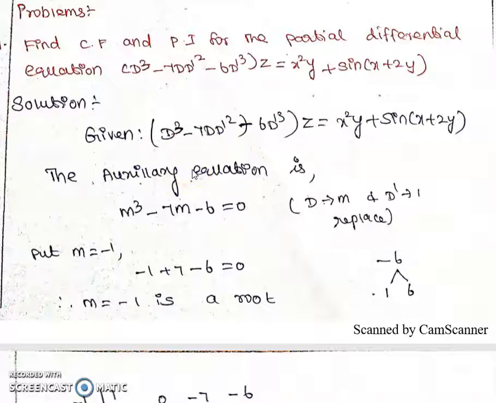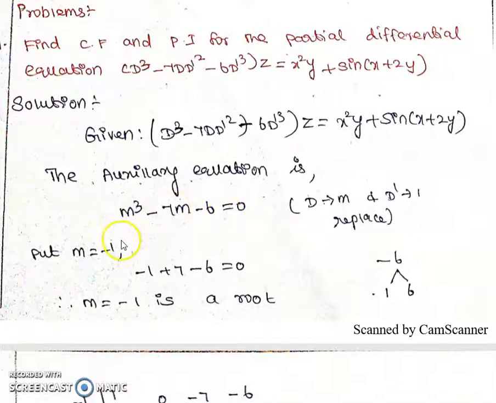In the ordinary differential equation, we just replace D by m. But here in the homogeneous PDE, we replace capital D by m and capital D' by 1. So we get the auxiliary equation as m³ - 7m - 6 = 0. Now we are going to solve this equation. You will get three values for m because the highest degree is 3. First we use the trial and error method. If you put m = 1, you do not get the equation equal to 0.